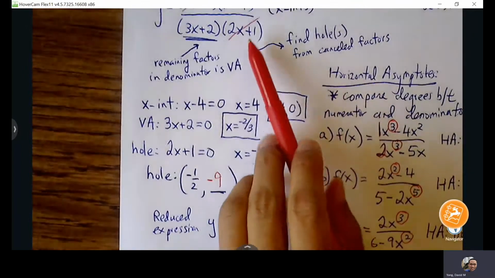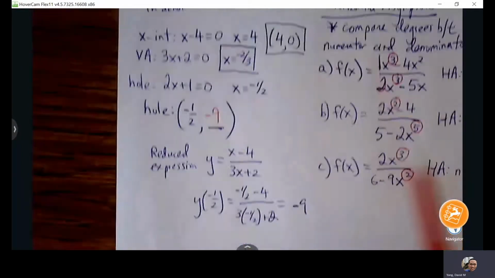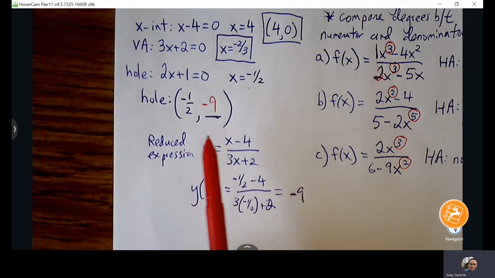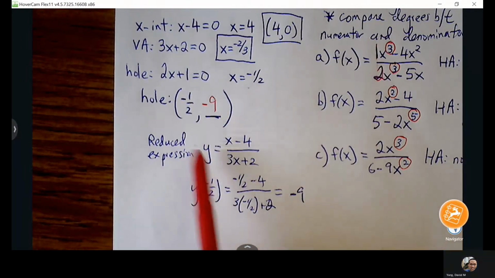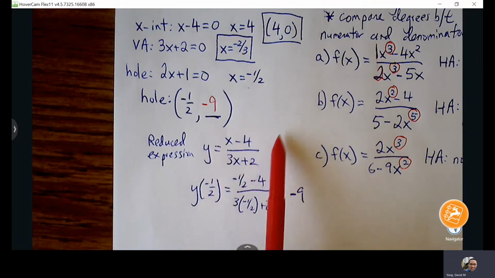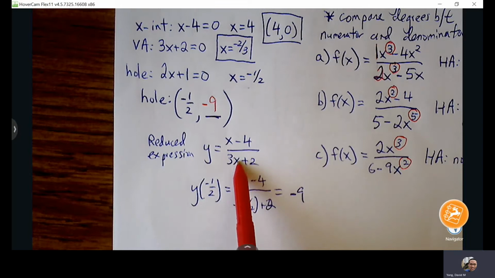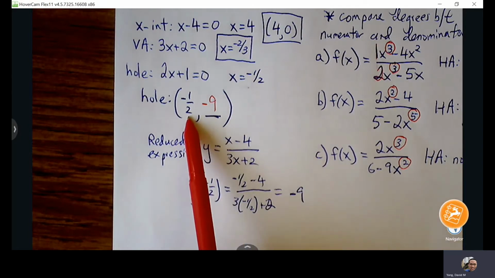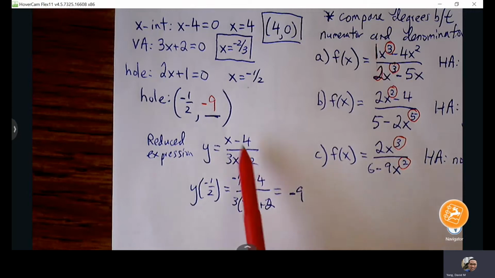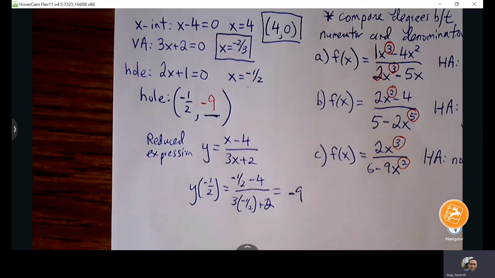You take your canceled out factor, you set it equal to 0, you solve for x, but then once you solve for x, remember you still have to find that y value. So you go back to the original expression, remove the hole, get that reduced expression, and then re-evaluate that x value that you just found, and that will give you the location of that hole. Okay, questions?